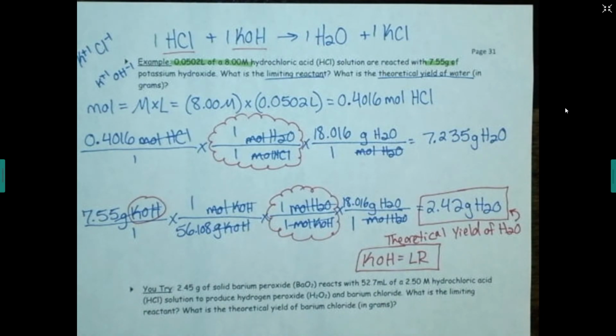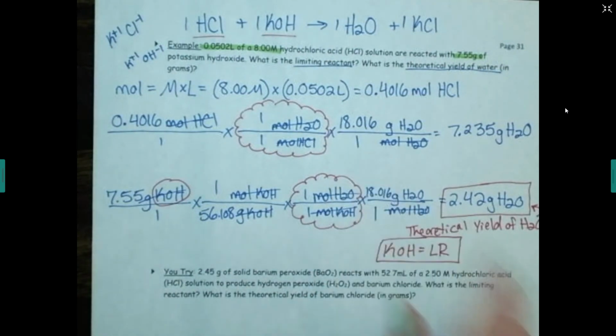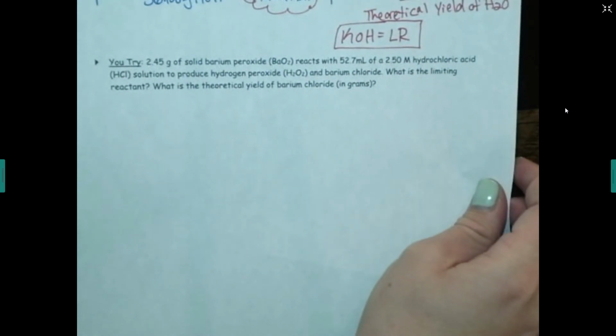The next one is a U-try. So on the U-try, before you do anything, you're going to have to write out a balanced chemical equation. Okay? You have to write a balanced chemical equation. And it actually tells you what it makes. So go ahead, write out the balanced chemical equation, and then solve the problem. It's very, very similar to the one we just did. So start by writing out a balanced chemical equation. Go ahead and pause the video and do that.